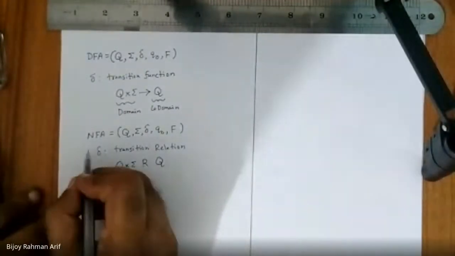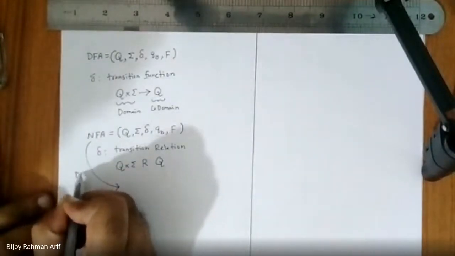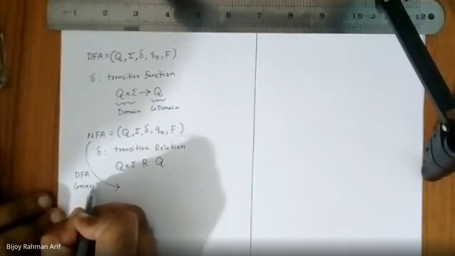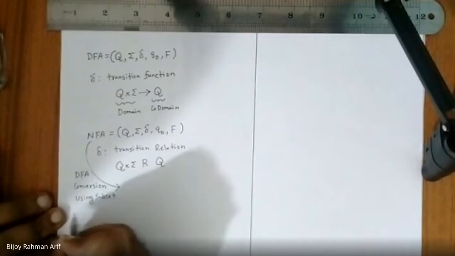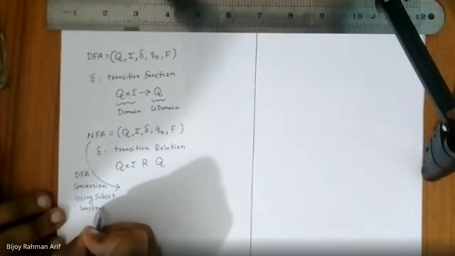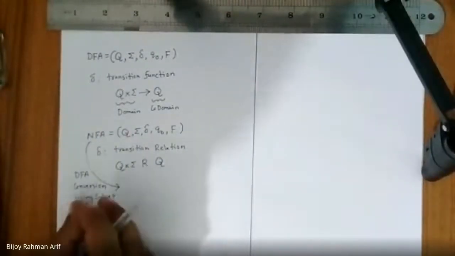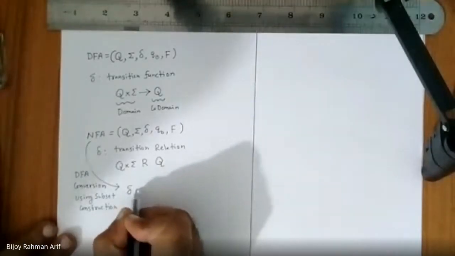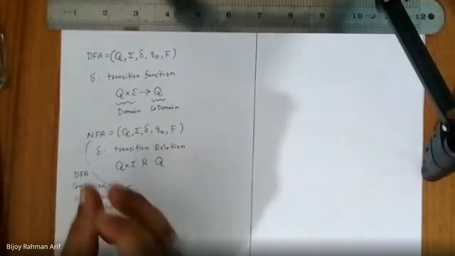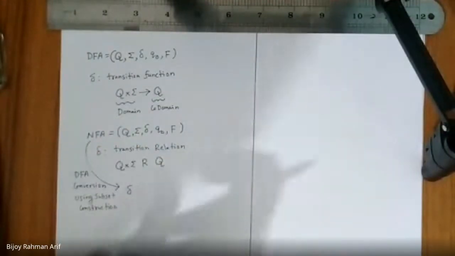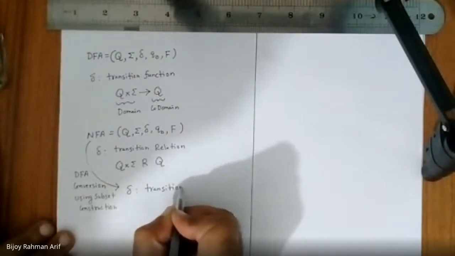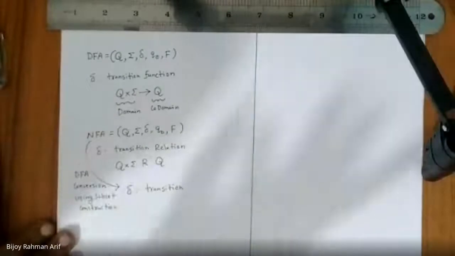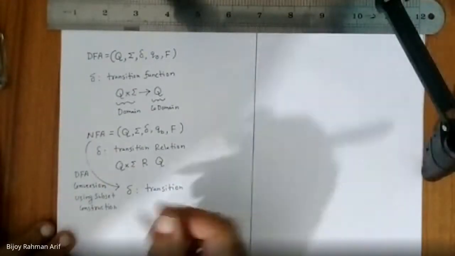Now, if I convert this NFA to DFA using subset construction, then what would be the delta? This is an important question. Is it still a relation or something else? It would become a function. Wonderful. It would become a transition function because the main conversion between NFA and DFA is happening on the transition relation. Transition relation becomes transition function.